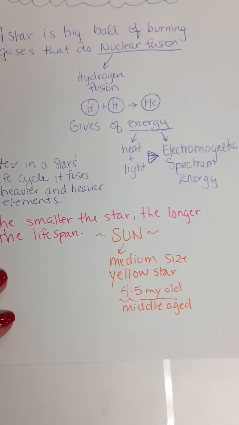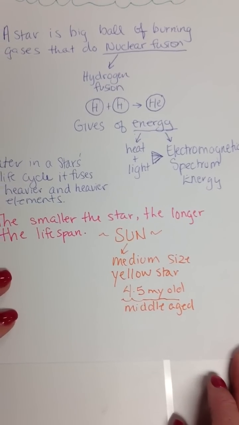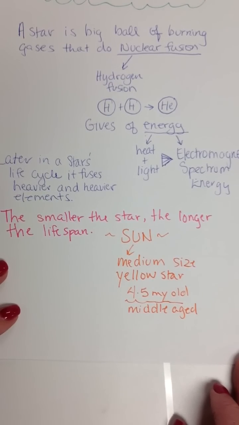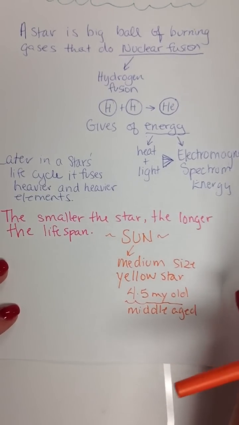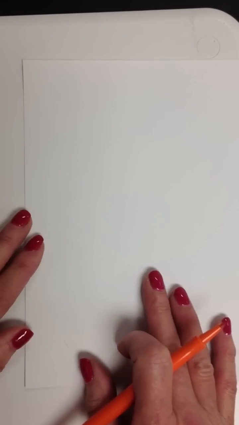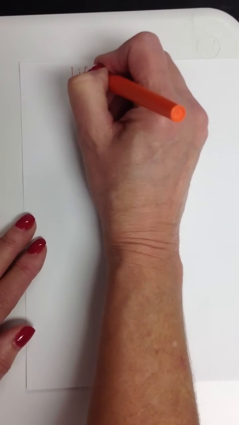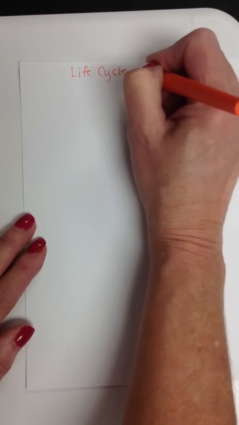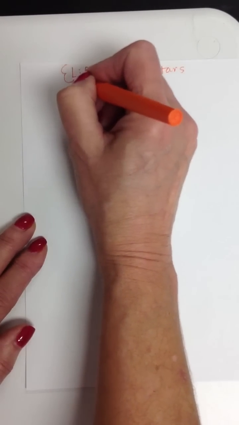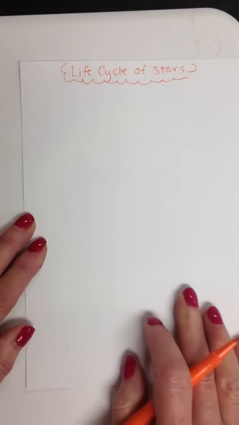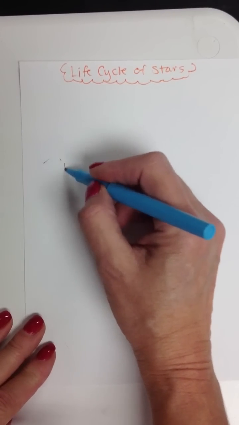Okay, so now we need to talk a little bit about the life cycle of stars. We're going to begin with a new sheet, and let's label it life cycle of stars. So we just said that the star's size has something to do with its lifespan. We're going to start out with where stars are born. Remember, stars are not really alive, but we say they have a lifespan because they are born, so to speak, in a cloud of dust, gases, and debris.